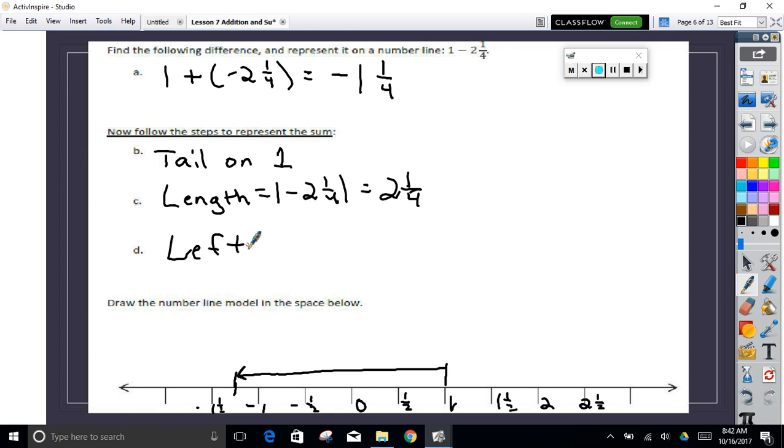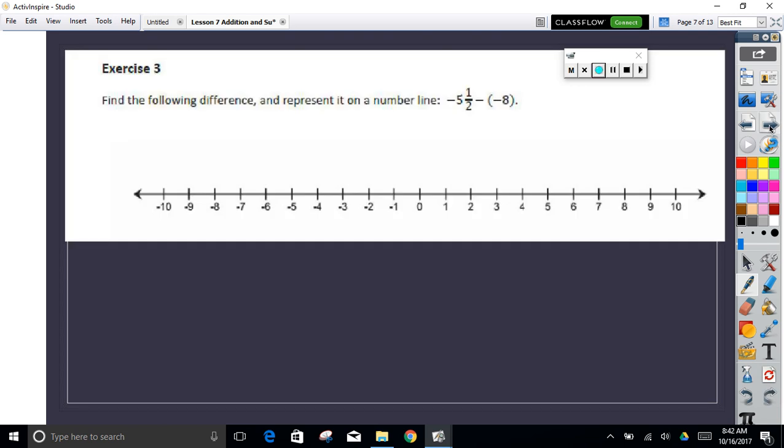Okay, we're going to do one more together, and then there's a series that you guys are going to work on independently. So exercise 3 asks you to find the following difference and represent it on a number line. How would I rewrite this problem using addition? Eve, how would I rewrite this using addition? It's exercise 3 on your. Negative 5.5 plus 8. Okay, negative 5.5 plus 8.